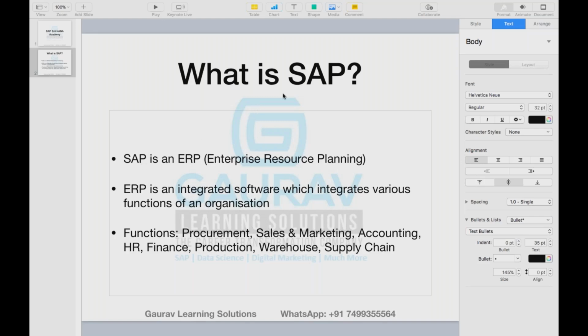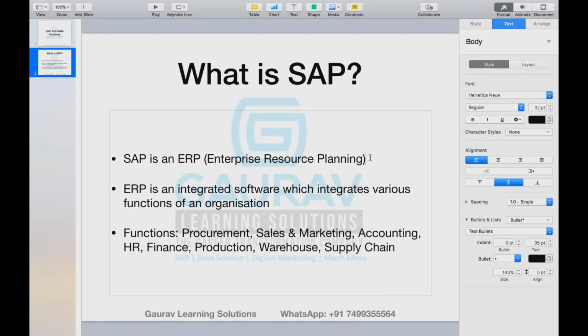Okay, so just remember, SAP is an ERP. It is the software which integrates all the different functions of an organization. What are the different functions? Different functions can be procurement, sales, accounting, production, warehouse, supply chain, and all.